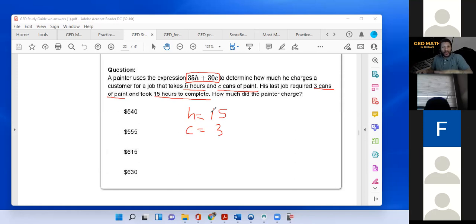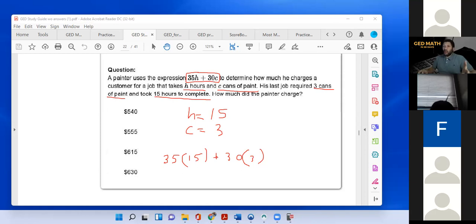So now, this becomes a simpler problem, because now you have your expression, you have what the variables stand for. So 35 times H. How do we identify multiplication? What symbol do we use? The parentheses. So in parentheses, we're going to put 15 plus 30 times C. Again, parentheses for multiplication, 3.